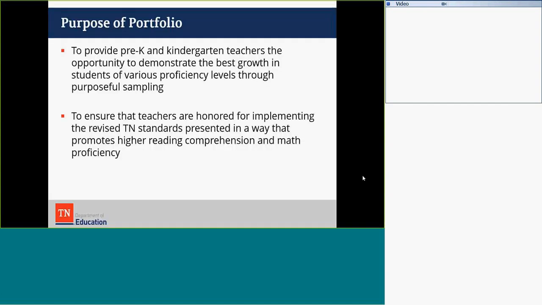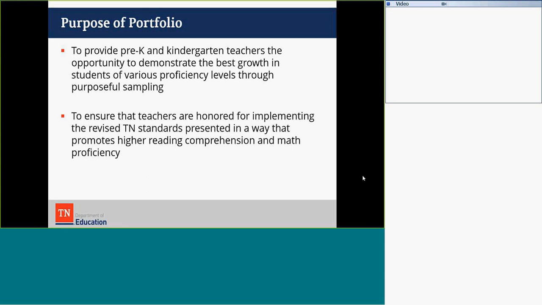When we think about the portfolio, I know the audience listening to the webinar will have a wide range of knowledge around it. Some are very familiar and some are just learning about the portfolio, so we are going to take a brief walk through some of the components and structures of the portfolio model. The purpose of the portfolio is to provide pre-K and kindergarten teachers the opportunity to demonstrate the best growth in students of various proficiency levels through purposeful sampling.